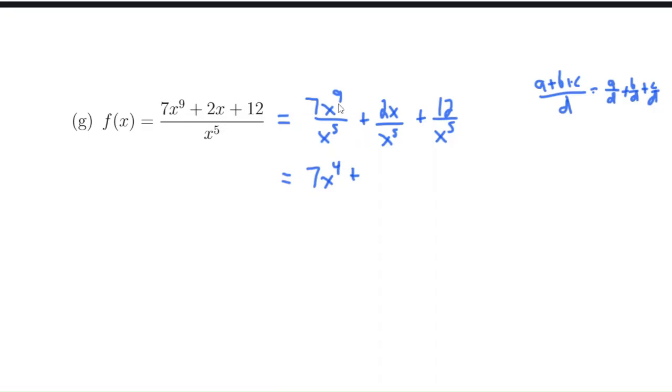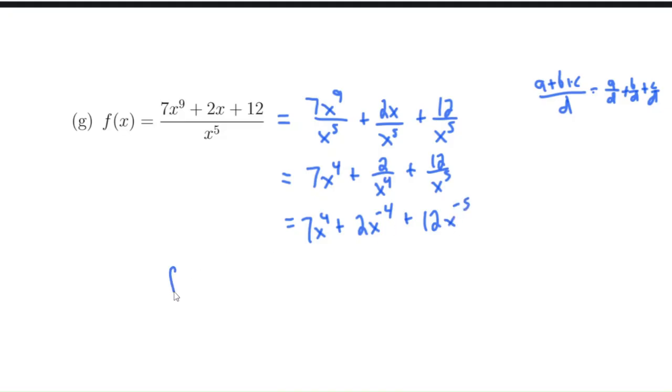Now, on this one, we have 2 over x to the fourth, because one of the x's cancels from the top and the bottom. And we have plus 12 over x to the fifth. Now let's rewrite it so that we can take the derivative. We can rewrite this as 2x to the negative fourth, and we can write this as 12x to the negative fifth.